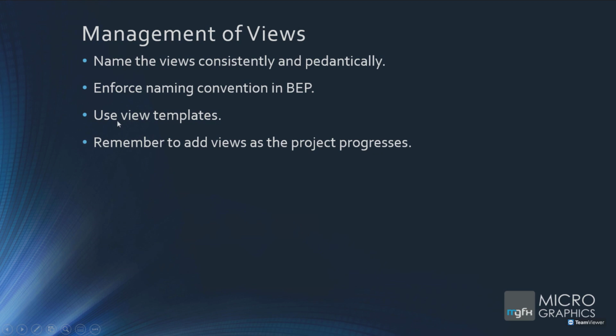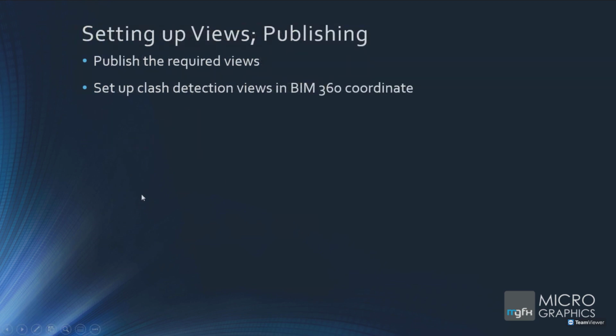Use view templates. You saw that as it applies across all the filters, so it's easy to manage in one place. And then remember to add the views as the project progresses. If you add new levels, create new views. Or if you add new phases, then you have to add to that process to clash detect correctly. Okay. Publish the required views and set up the clash detection views in BIM 360 Coordinate.